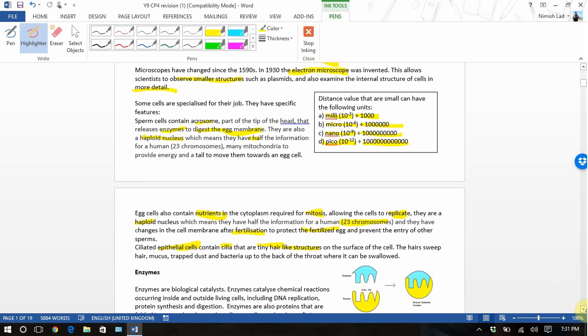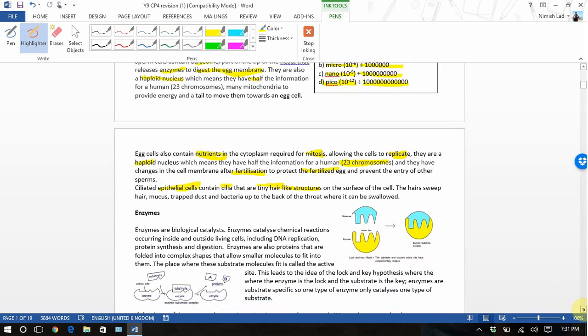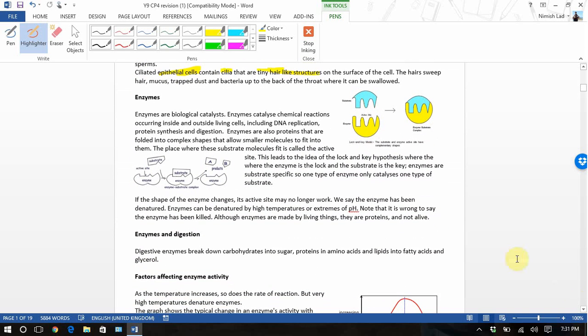Let's move on to enzymes. So enzymes are biological catalysts. Okay, they make chemical reactions happen faster, including things like DNA replication or protein synthesis or digestion, and they are folded into complex shapes that allow smaller molecules to fit into them. There's the idea of a lock and key hypothesis.